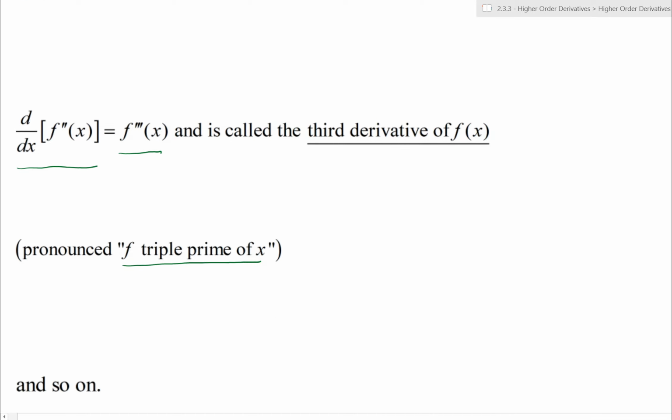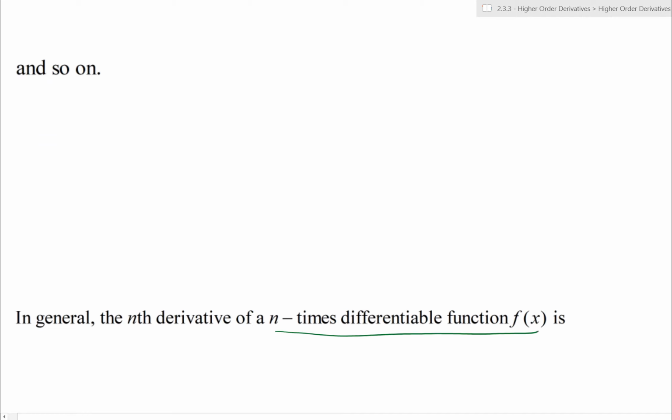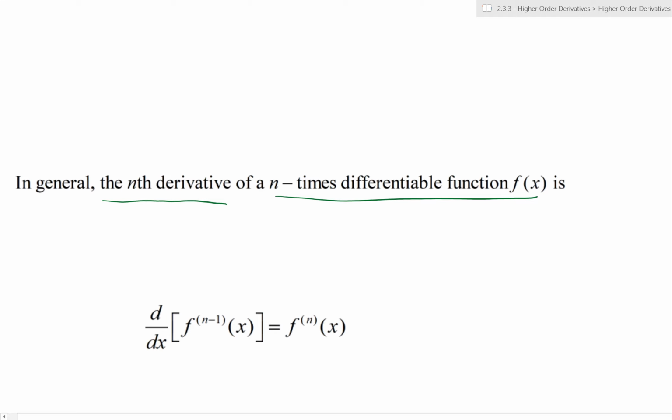Just keep going, right? And in general, if we have a function f of x, and we assume it's n times differentiable, meaning that I can take the derivative of it n times and that function will exist, then we say that the nth derivative, maybe it's the 20th derivative, maybe it's the 50th derivative, whatever, that nth derivative is defined just like so. If I take the derivative with respect to x of the (n minus 1)th derivative of the function, I get the nth derivative of the function. So you notice some notation here.